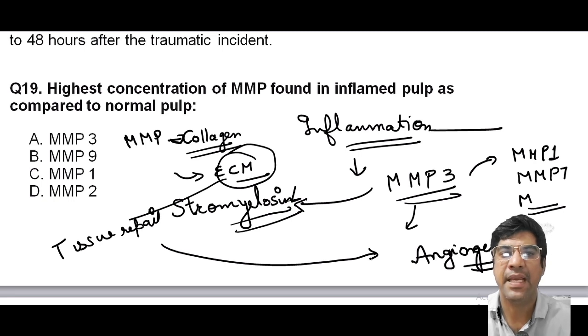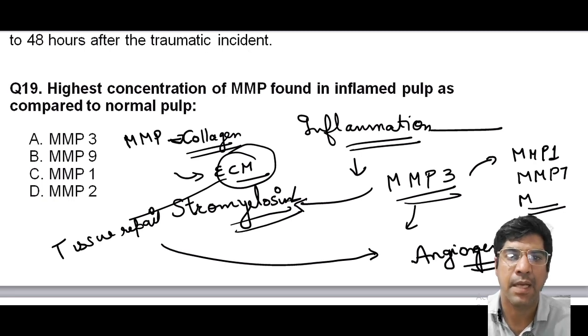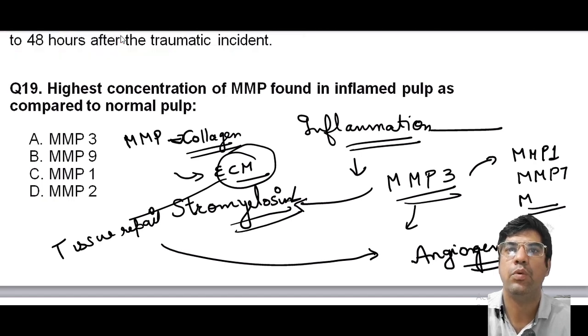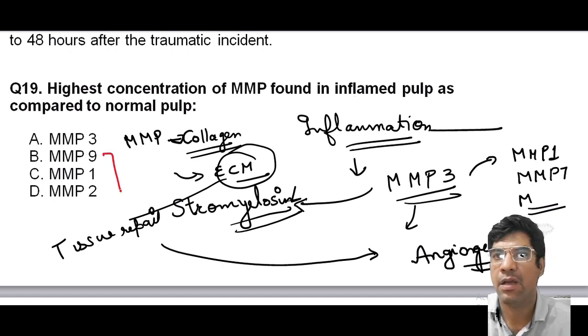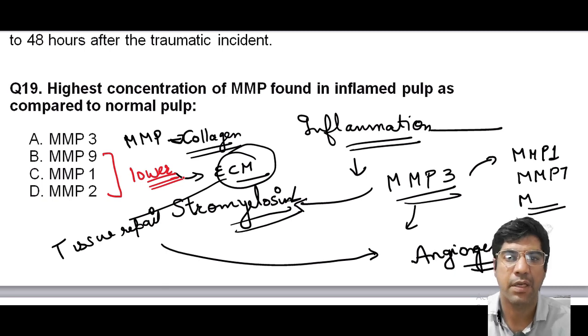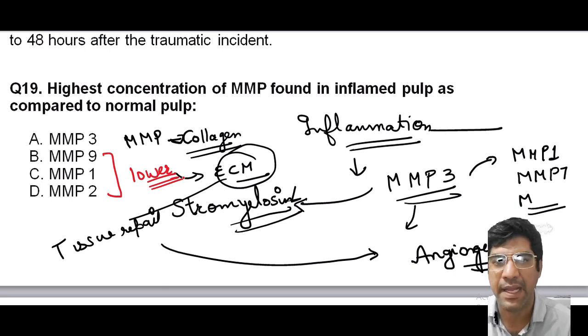While MMP3 is elevated in inflamed pulp, the other MMPs like MMP2, MMP8, MMP9 are found in lower concentration in these conditions. So remember, MMP3 stands out with the highest concentration in the inflamed dental pulp compared to the normal pulp.